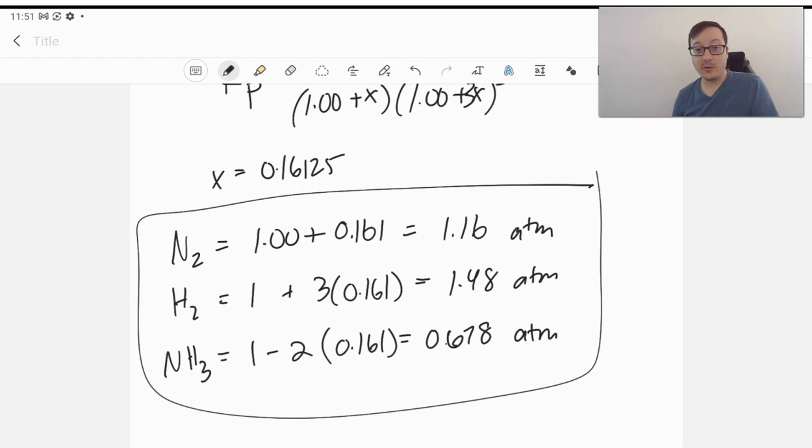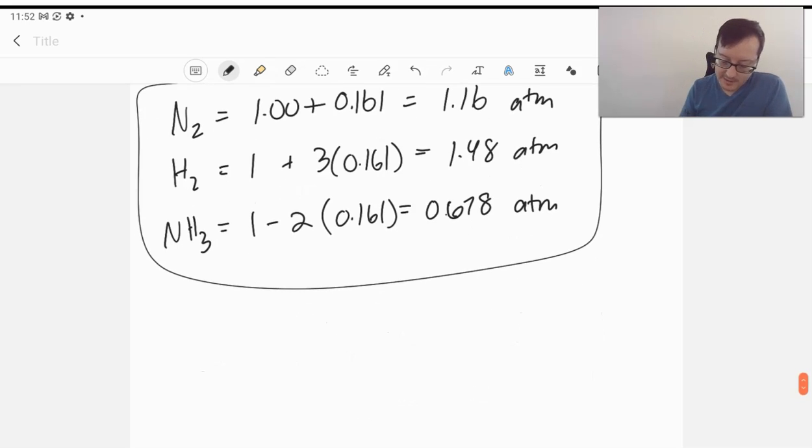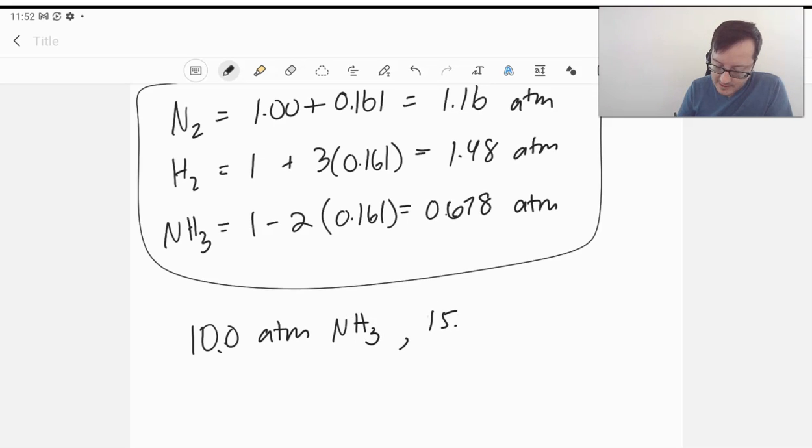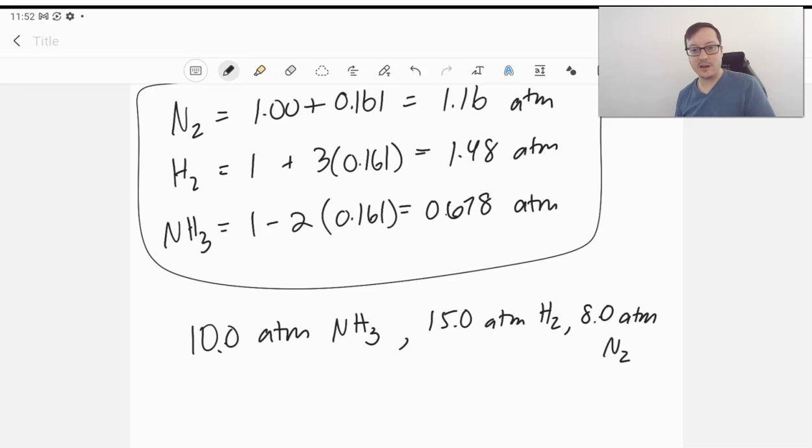Again, this is not something we will know. We have to know which one is going to have our negative x, which one's going to have our positive x. And that comes from Q. For example, if we take a look at another example, let's say now we have 10 atmospheres of ammonia, we have 15 atmospheres of hydrogen and 8 atmospheres of nitrogen. We can see what Q is going to be.